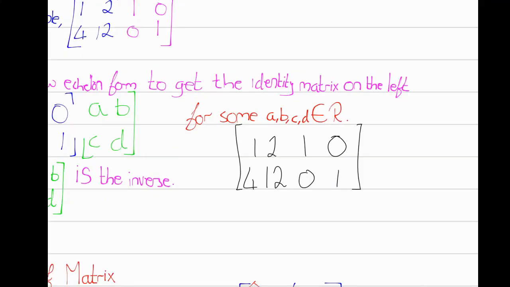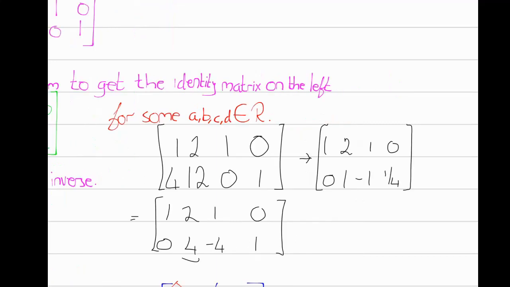So what I'm going to do is subtract 4 times the first row from the second. Doing this, I get this here. I'm then going to divide the second row by 4 so I can get a pivot here. Once I have this, I can then subtract 2 times the second row to get rid of this 2 above. This gives us the identity matrix on the left hand side, and we now have the inverse of 1, 2, 4, 12 on the right.